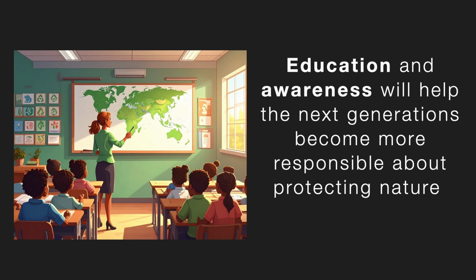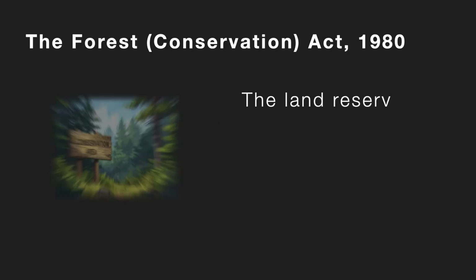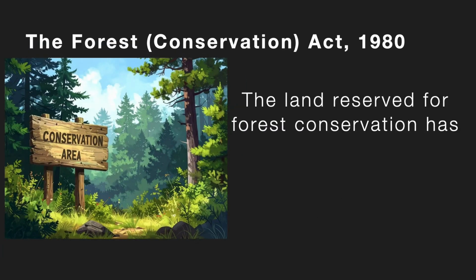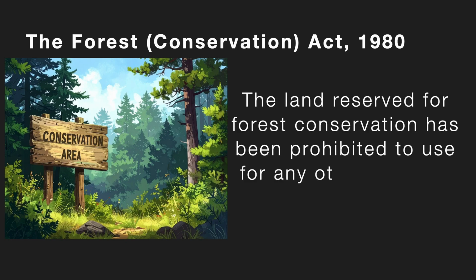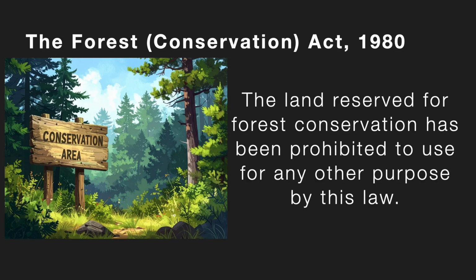There are a couple of laws that are enacted about environmental conservation. First is the Forest Conservation Act of 1980. The land reserved for forest conservation has been prohibited to use for any other purpose by this law. Example, permission of the central government is compulsory for mining activities. Any person who disobeys this law is entitled for imprisonment for 15 days. This is the Forest Conservation Act of 1980.